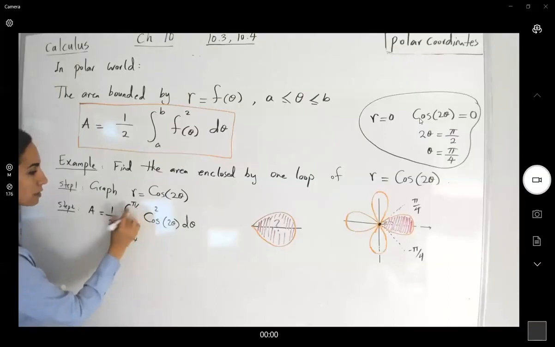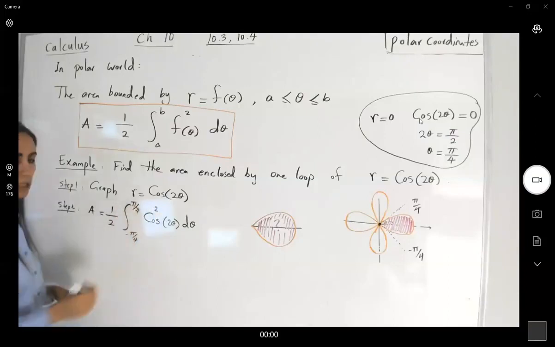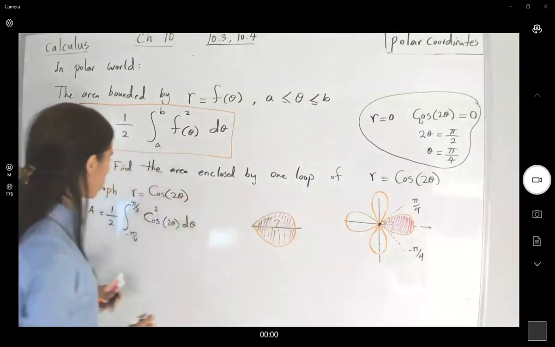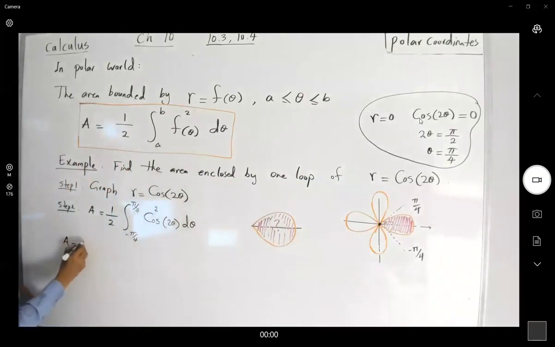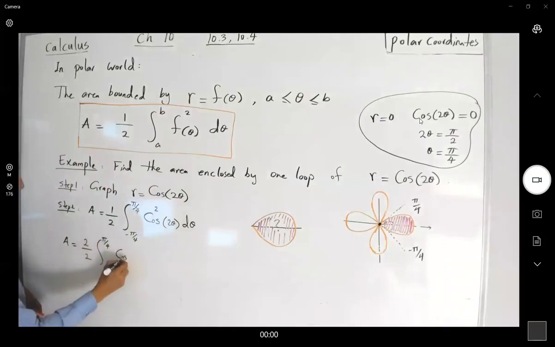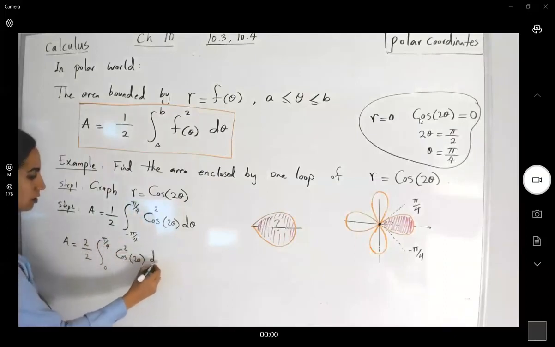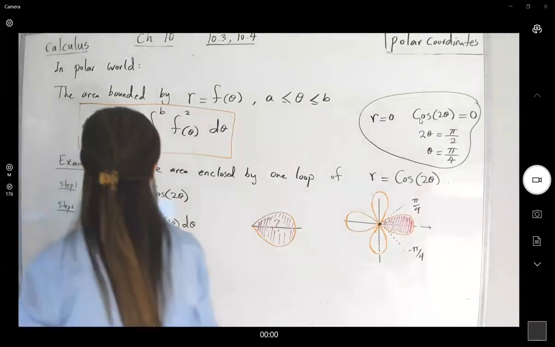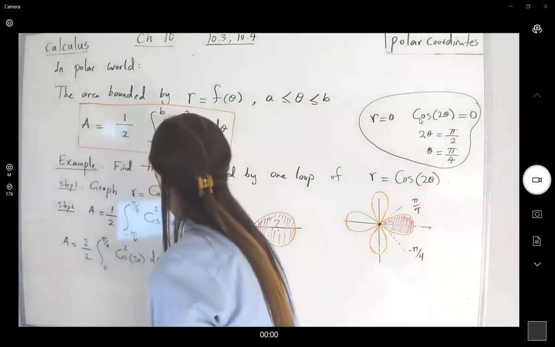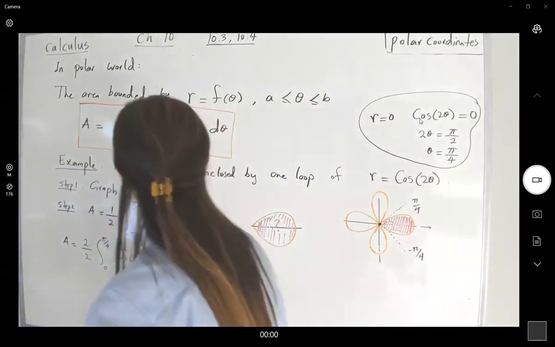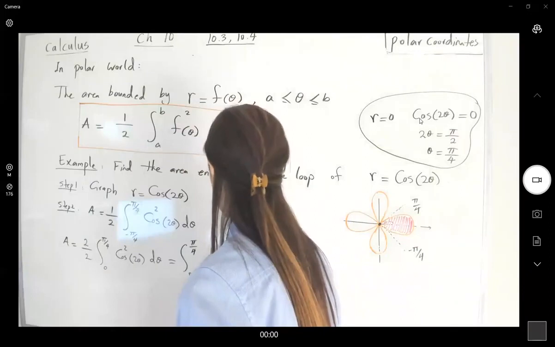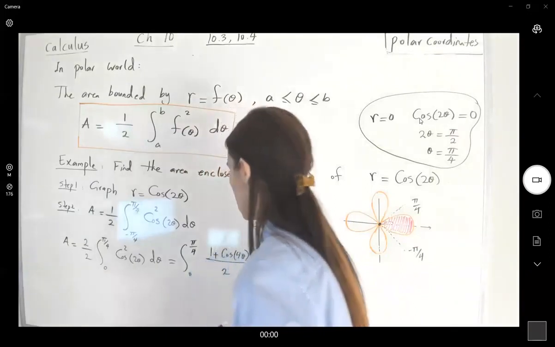Now, I expect you to ask, well, this shape is symmetric. So why not just find this little area here and multiply by 2? Of course, why not? So A can be written as 2 divided by 2, integral 0 to pi over 4, cosine squared of 2 theta d theta. Again, since you have exponent 2, you have to convert that using half angle. So here you have integral 0 to pi over 4, 1 plus cosine of 4 theta divided by 2 d theta.